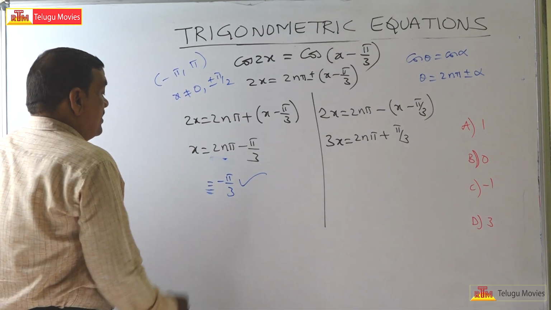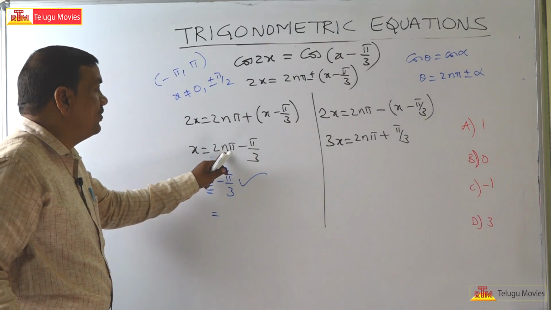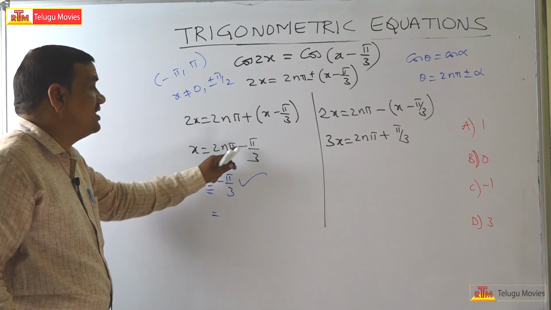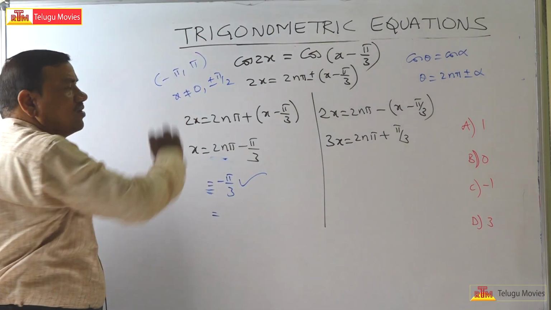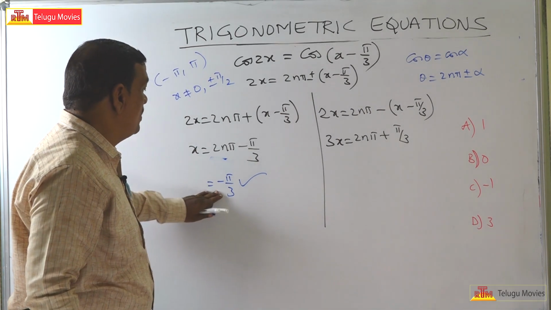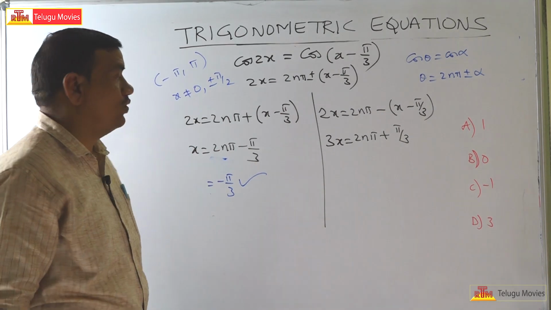Right. Now take n is equal to 1. If you take 1, what happens? 2 pi, that means 360 minus 60, it crosses beyond pi. Therefore, here we are getting only one solution.